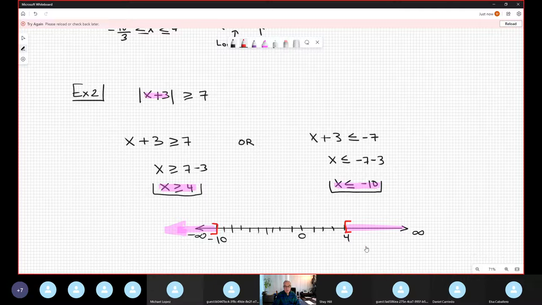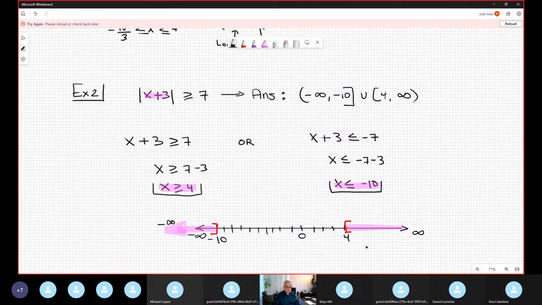how do you write the final answer? The final answer for this problem in interval notation is from negative infinity, two pieces: negative infinity, comma, negative 10, bracket, union, we use that symbol to indicate another interval, 4, comma, infinity, bracket. End of story, guys.